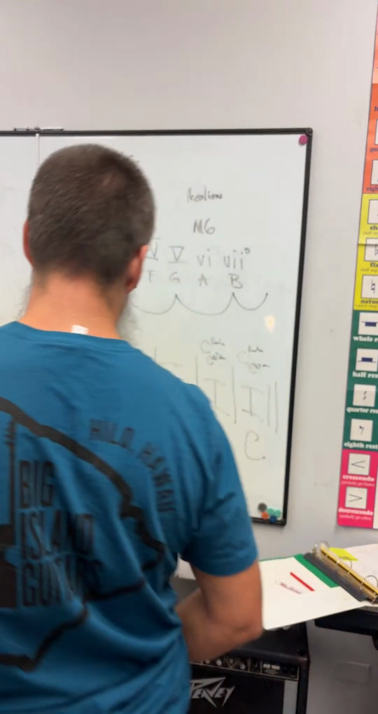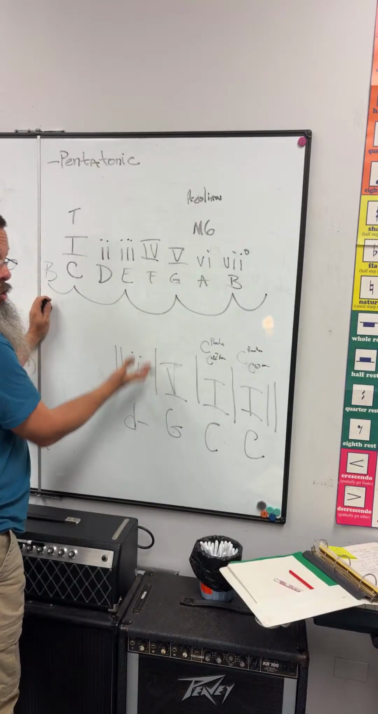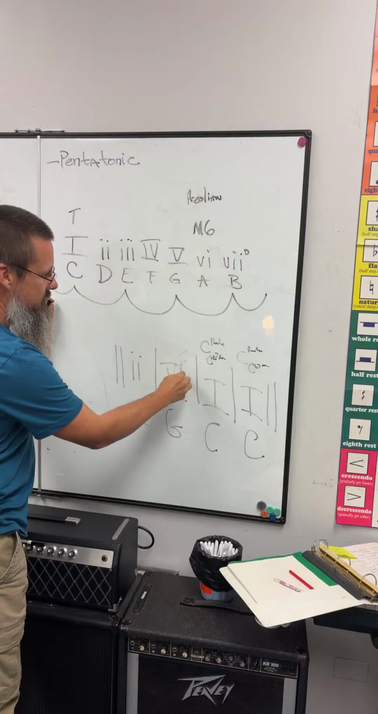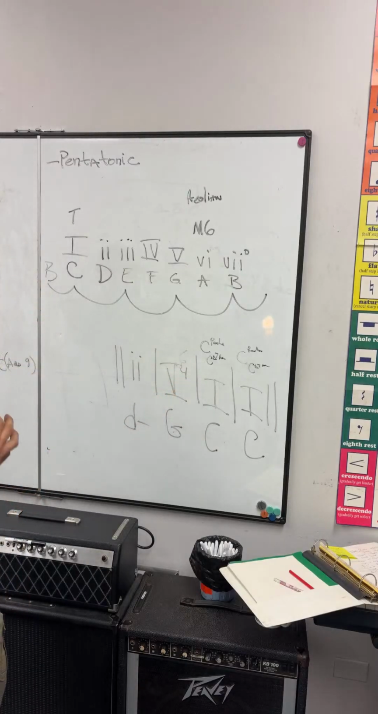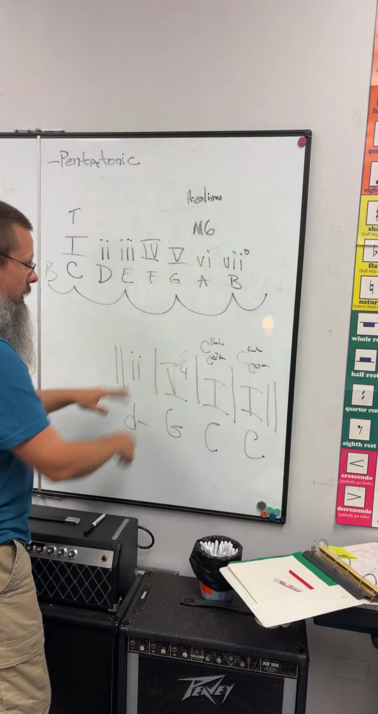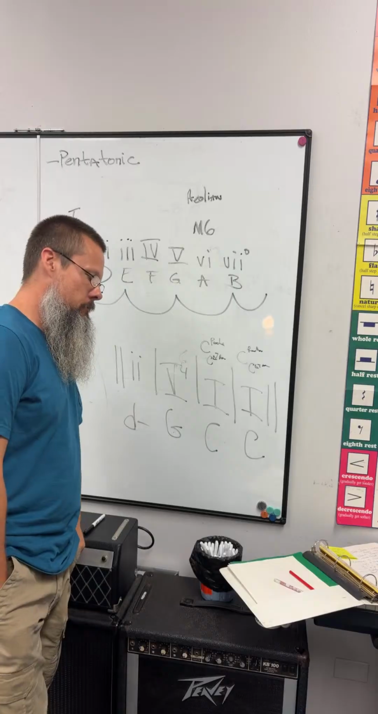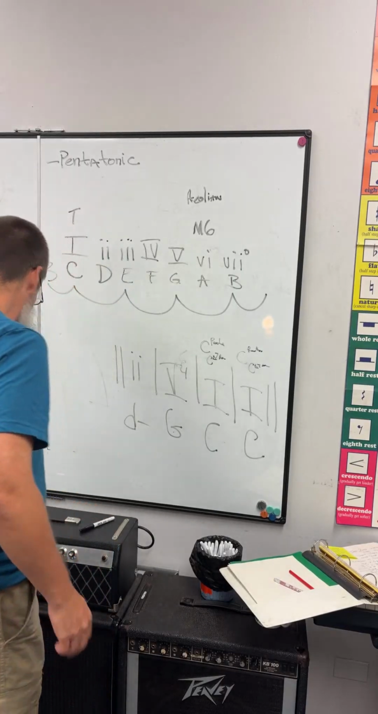Left hand, I'll even write it up here so it makes more sense. D minor. This one's in root position. Our 5 chord right here, second inversion. Too much TMI? No, that's fine. I don't mind keeping it really simple. Cool. So this is my left hand.